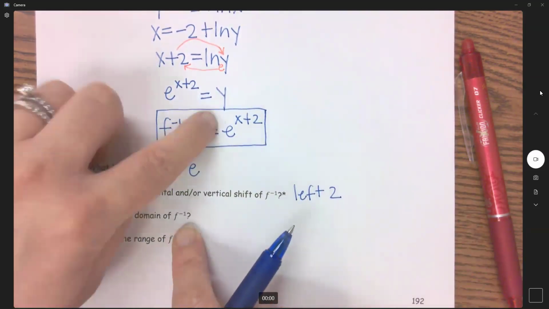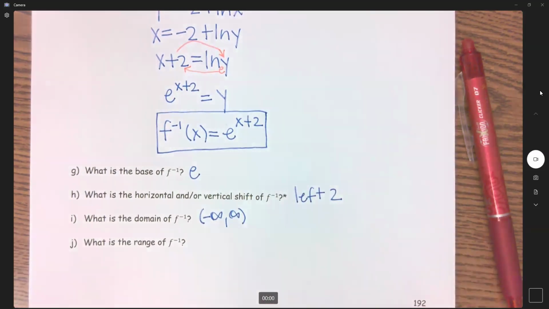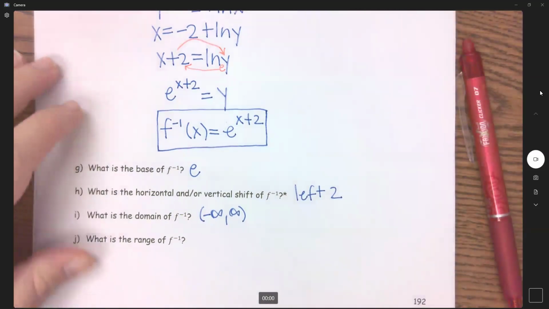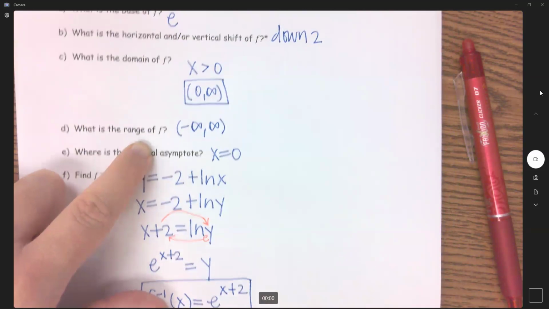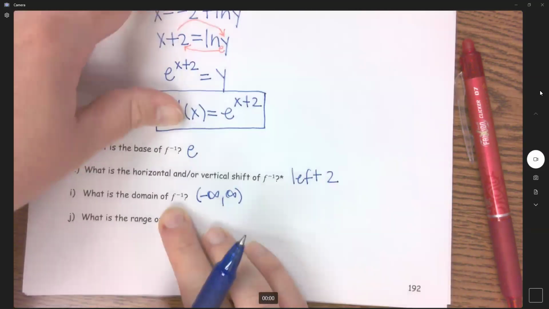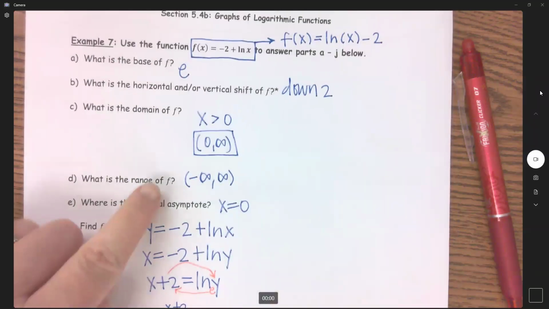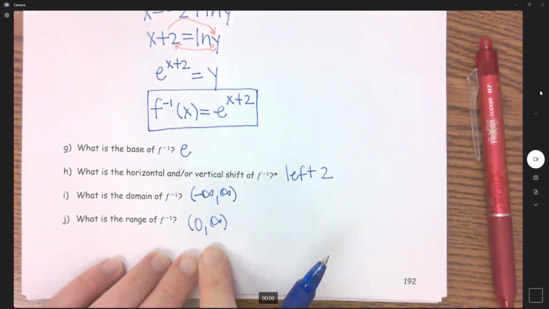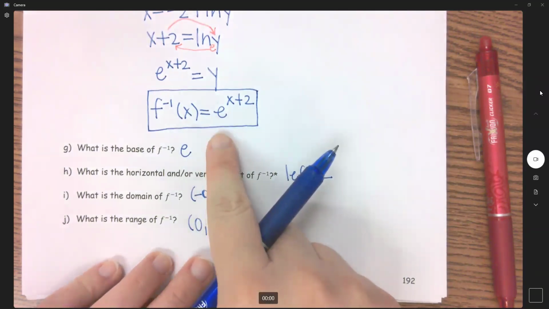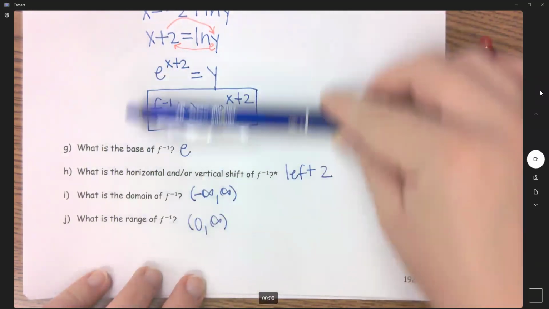What is the domain? Well, your domain of any exponential is all real numbers. You can also graph it to find that, or we know that the domain of your inverse is the same as the range of your function. And then what is the range? The range is the same as the domain. So it will be 0 to infinity. Which this one should make sense as well. These have horizontal asymptotes. So if you're moving it left and right, it doesn't change that horizontal asymptote in any way.